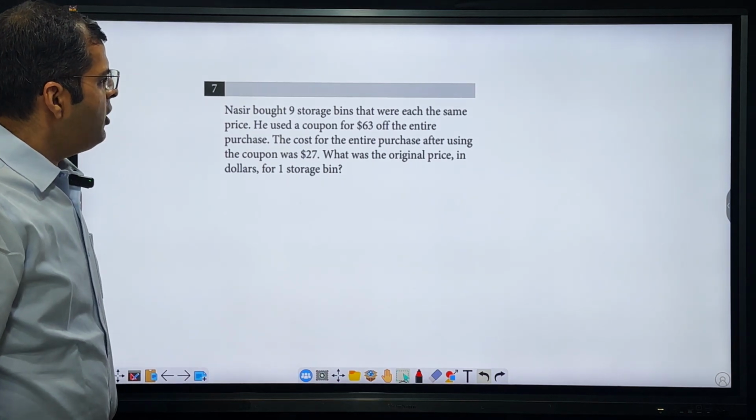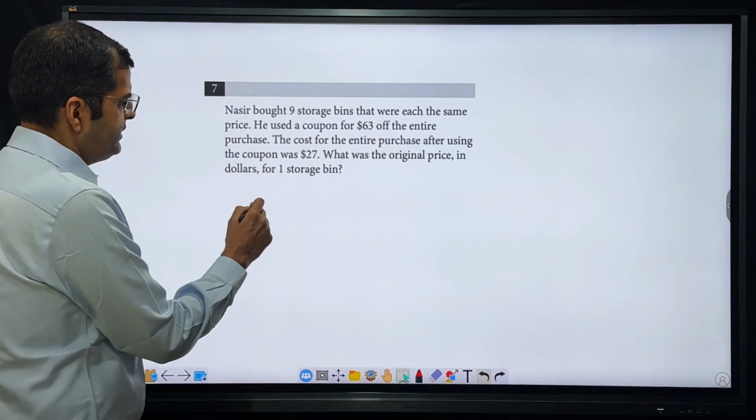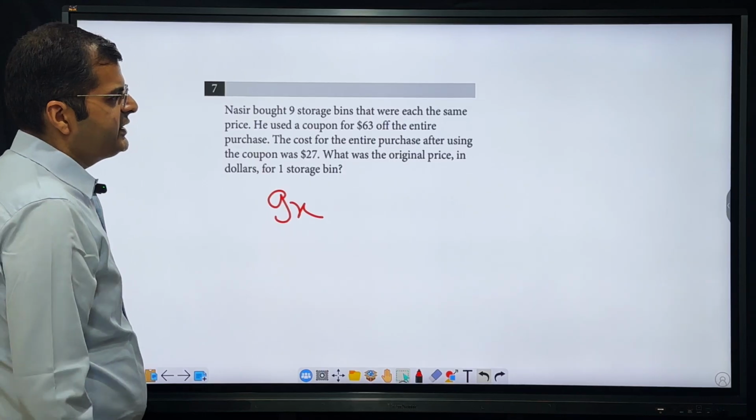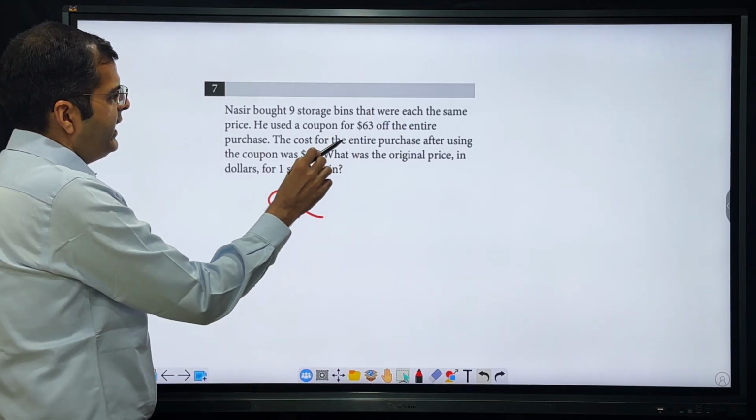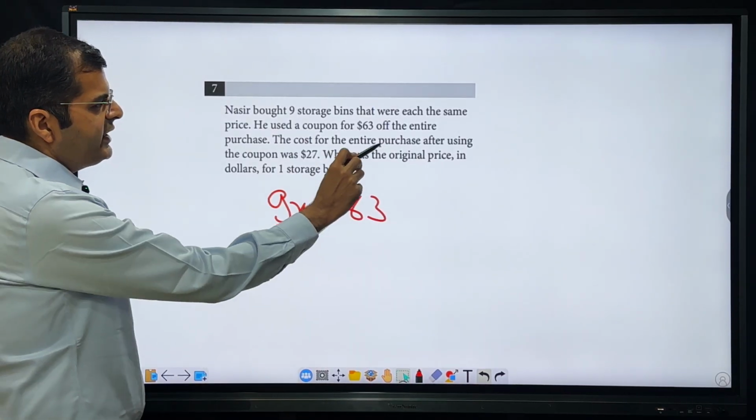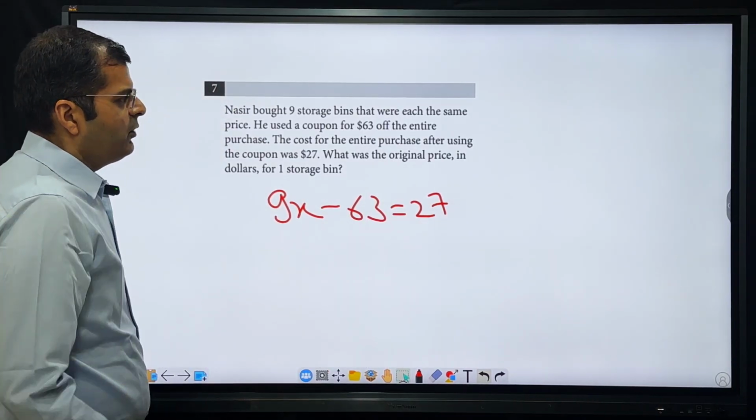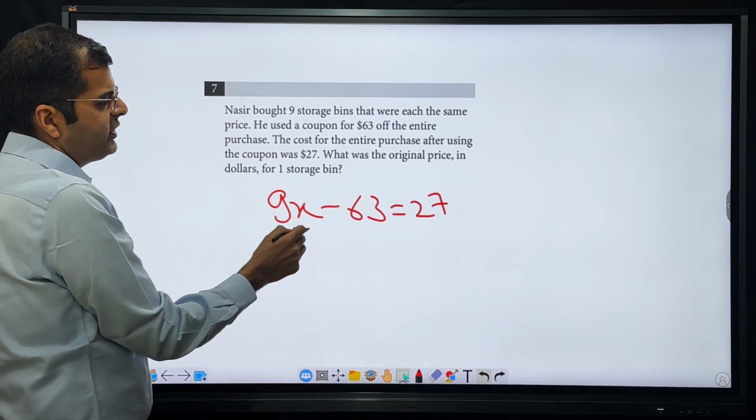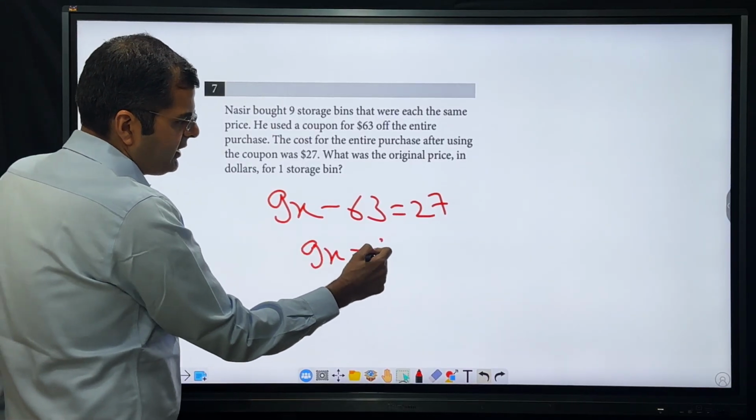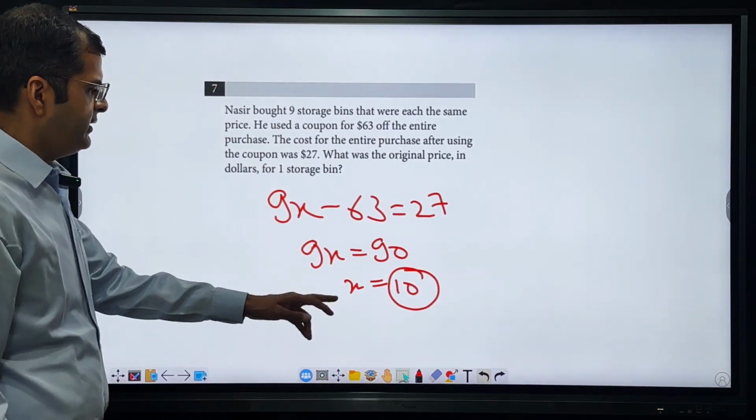Now this says Nasir bought 9 storage bins that were each the same price. So let the price be X. So it is 9X. He used a coupon of $63 off the entire purchase. So 9X minus 63 is what he paid. The cost of the entire purchase after the coupon was 27. So it is 27. What was the original price in dollars for one storage bin? So that was X. So from here we have to find X. So 9X becomes 90, or X becomes 10. So $10 is the answer here.